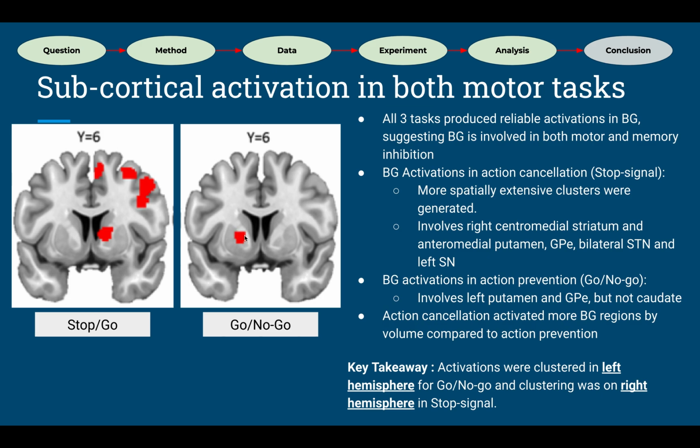I want to remind you of the question that we asked earlier: is the same basal ganglia region activating in both action processes? Now we know the answer. Thanks to manual region of interest separation in the basal ganglia, we now find that the total volume of activation in the BG regions for action cancellation is much larger compared to the action prevention.